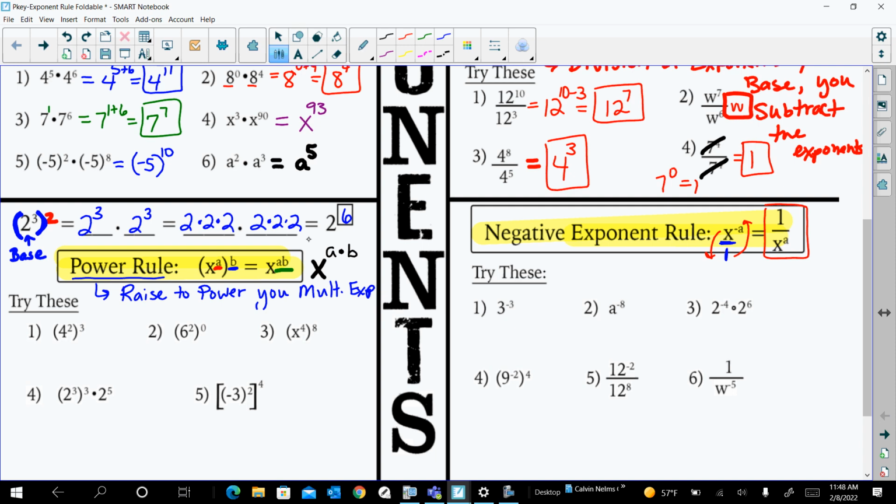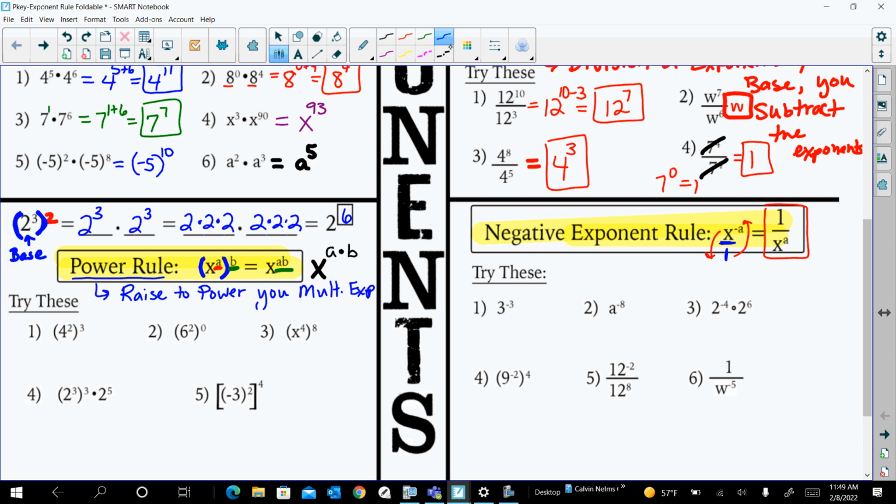All right, so the key to the power rule is you have to see parentheses and we have to see an exponent outside the parentheses. To raise to a power, you multiply the exponents. So what I was trying to show you on the outside here is if I have x to the a, to the b, that's saying x is your base, and a times b. You're multiplying your exponents here.